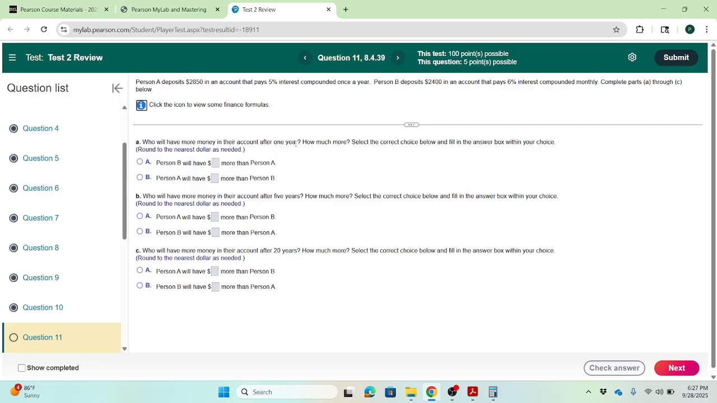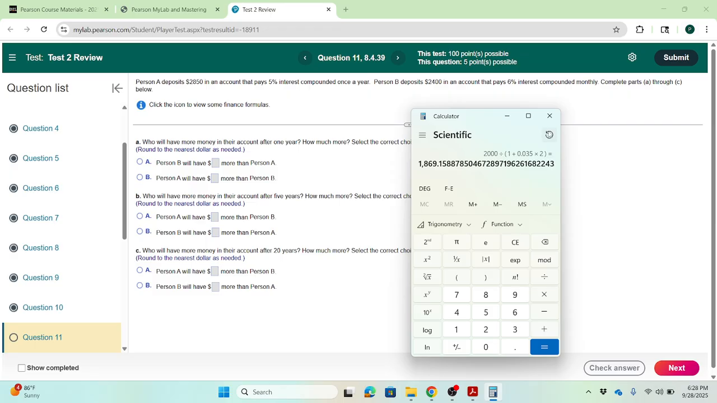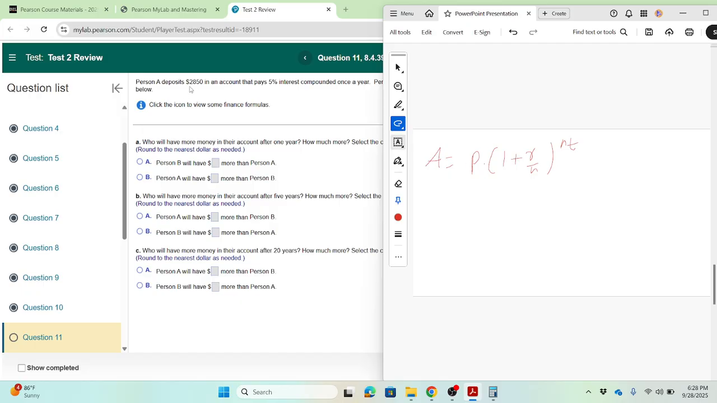So now let's go back here and find out who will have more money in their account after 1 year. So let's calculate for both of them. Both of them have different P and different interest rate and different N. So we need to calculate for both of them. I'm going to do that for the first one. This is the formula, don't forget about that. The principal for the first one is 2850, and then 1 plus the rate is 0.05. It's once a year, so that is 1 times for how long?